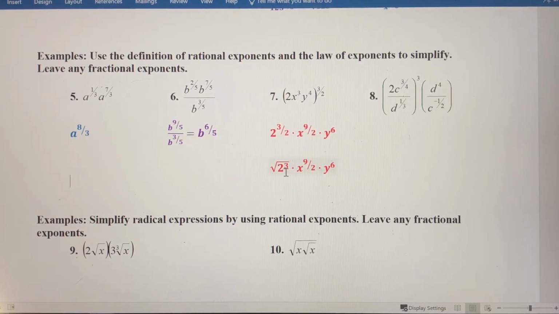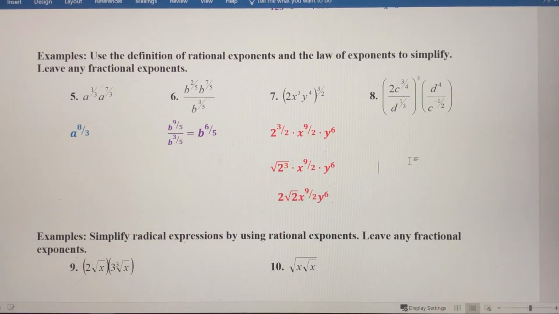So this is the square root of 8, and we've simplified that before. Remember, square root of 8 is 4 times 2, or 2 radical 2. So my answer here is 2 radical 2, x to the 9/2, y to the 6th. That's the answer for number 7. So a lot of laws of exponents, a lot of simplifying radicals, and a lot of learning how to deal with fractional or rational exponents.